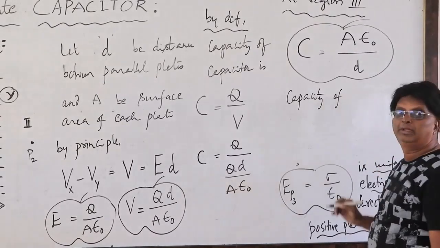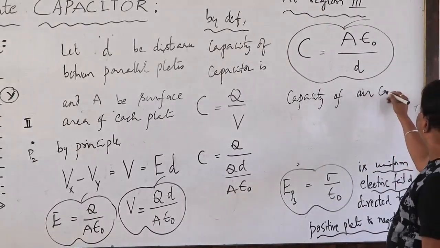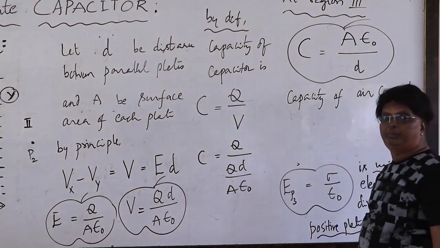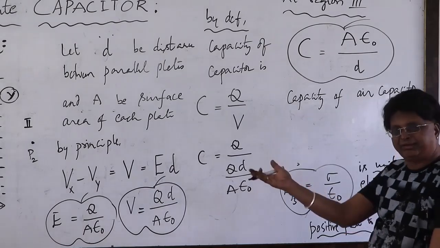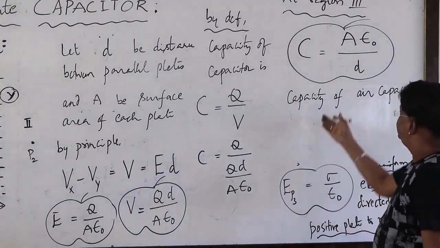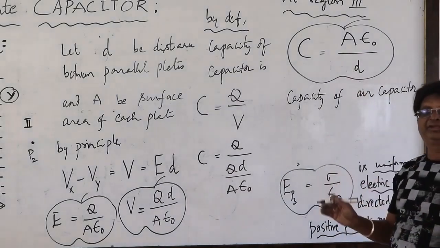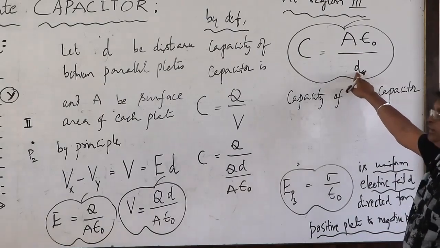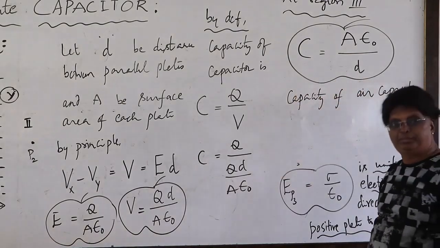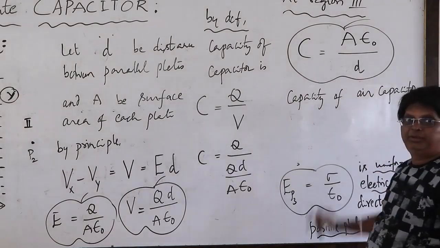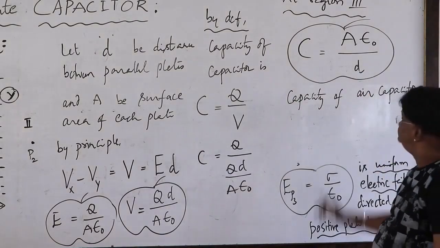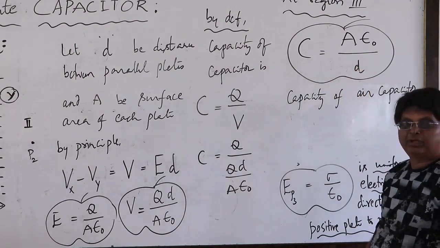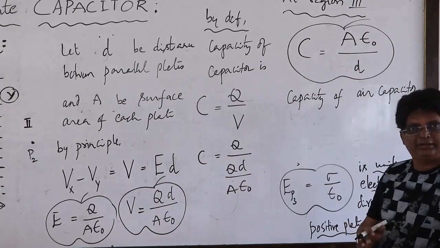This is the capacity of an air capacitor, with air medium only, or vacuum between the two plates. This is not the general expression; it is especially for an air capacitor. It also depends upon the distance between the plates, with an inverse relation and a constant. So capacity depends on it.